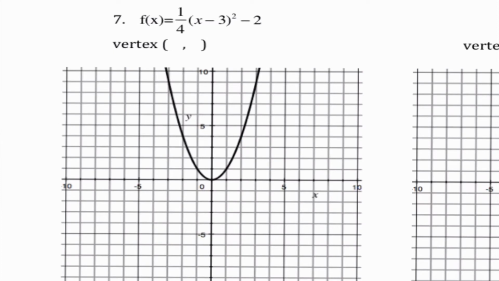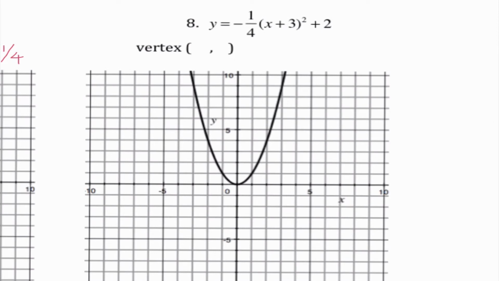Number 7 here, my vertex would be (3, -2). So I'm going to go to the right 3 and down 2. And this time, my a value is 1/4. So that means I'm going up, but it also means that it's going to be fatter. So I'm going to sketch what that would look like. Notice since it was fatter, I went up 1 and over 2, but just like we talked about, if you went up 1 and over 3 or up 1 and over 4, totally fine.